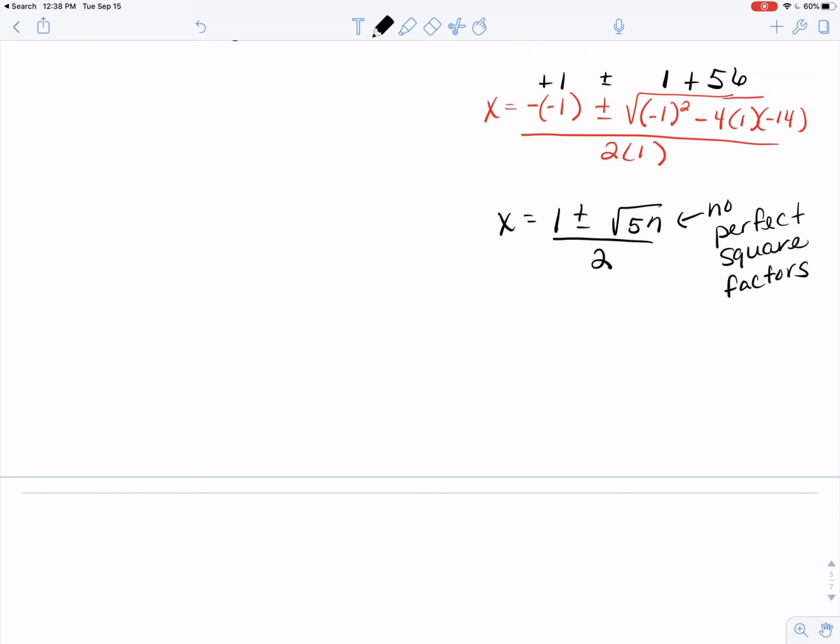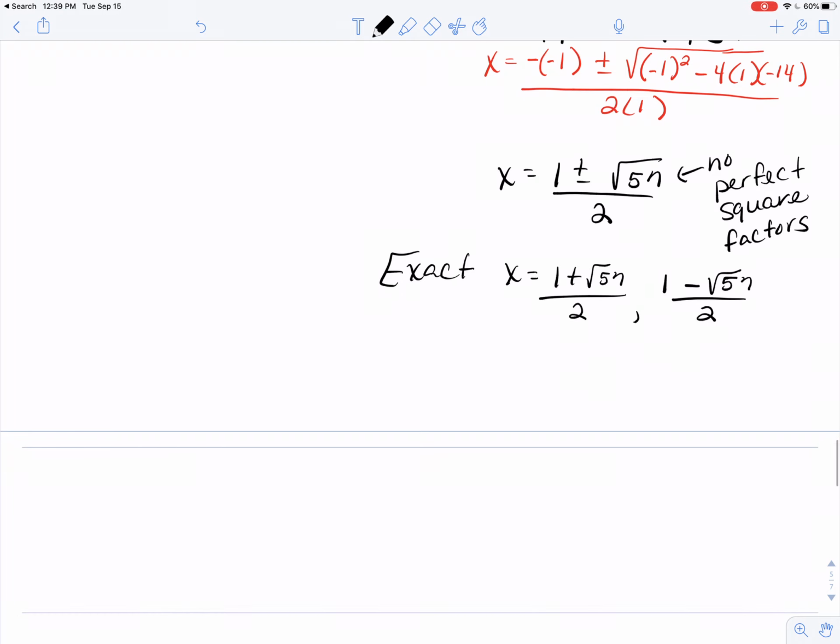So if we want the exact answer, we're going to say 1 plus the square root of 57 divided by 2, and 1 minus the square root of 57 divided by 2. Because that's as much as I can simplify it without rounding.